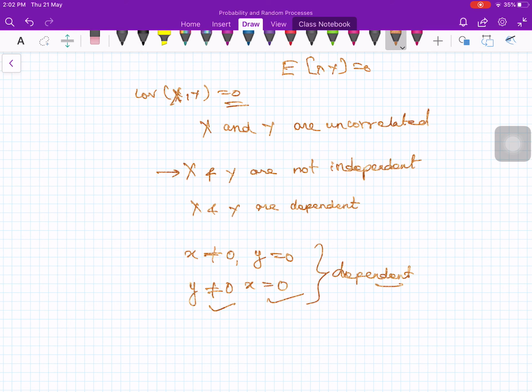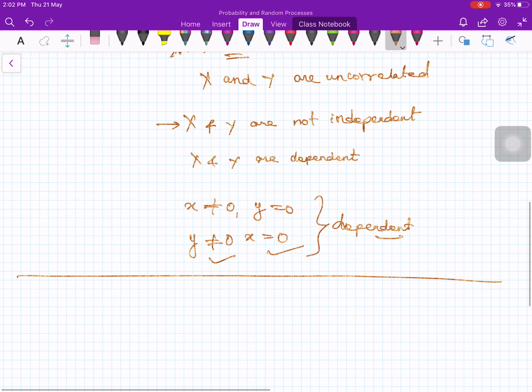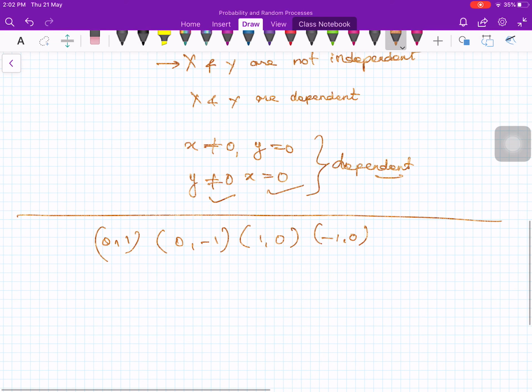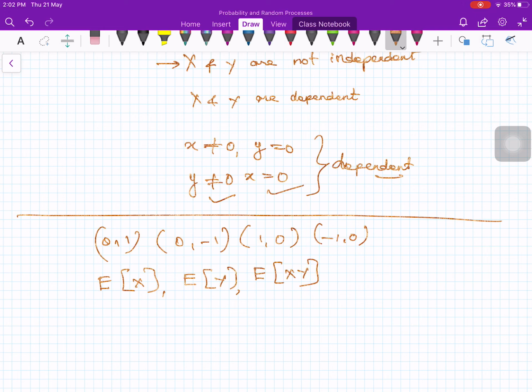Now this I derived conceptually. Let us now discuss it mathematically. I have 4 points: (0, 1), (0, -1), (1, 0) and (-1, 0). Now we need to find 3 quantities: the expected value of X, the expected value of Y, and E of XY.